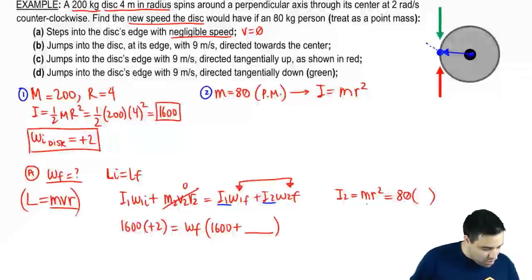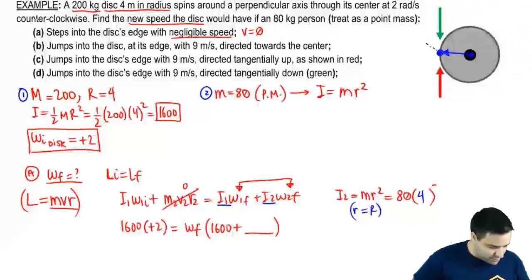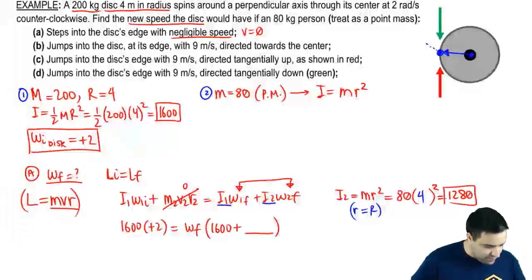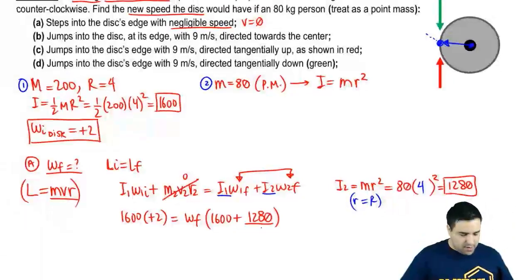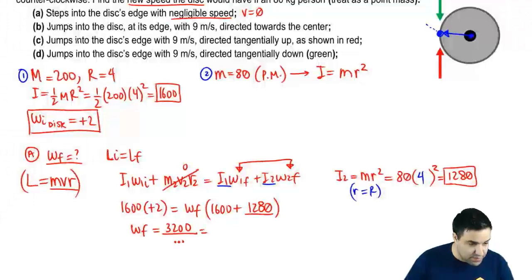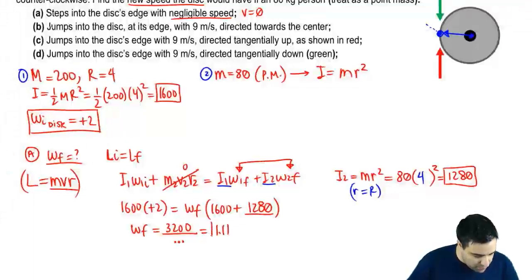Okay, so here r will be the radius of the disk because you enter the disk at its very edge. The disk has radius 4, so it's going to be like this. And there's a square here, and this is 1280. So 1280 is the number that goes here. And when I move stuff around, omega final is 3200 divided by these two guys. You end up with 1.11 radians per second.